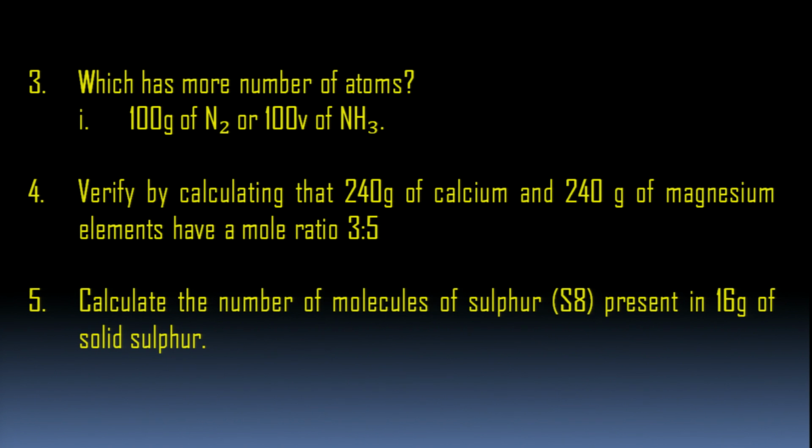Question number 4. Verify by calculating that 240 grams of calcium and 240 grams of magnesium elements have a mole ratio 3:5. Just calculate their atomic masses, or you can say the gram mass, and then find the ratio. Question number 5. Calculate the number of molecules of sulfur present in 16 grams of solid sulfur. S8 is the molecule of sulfur.